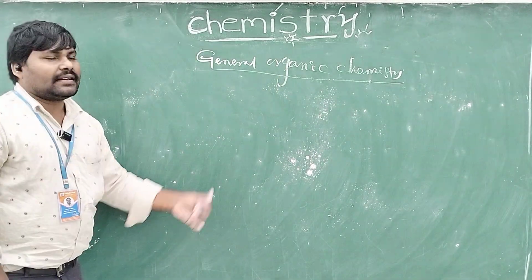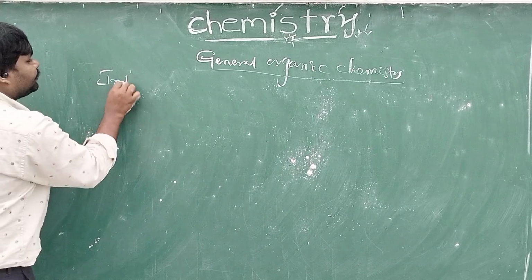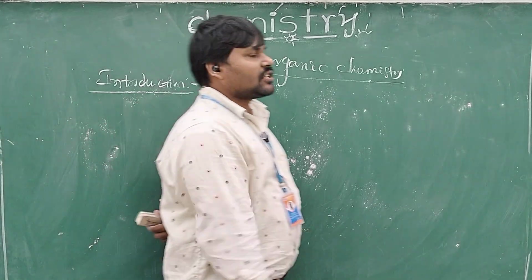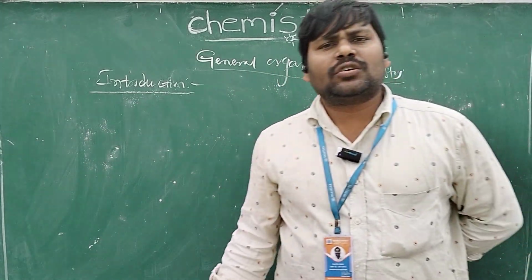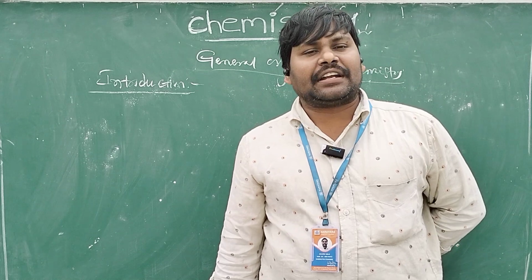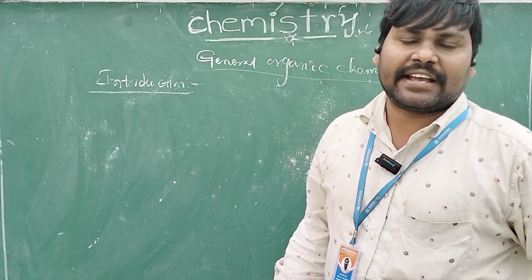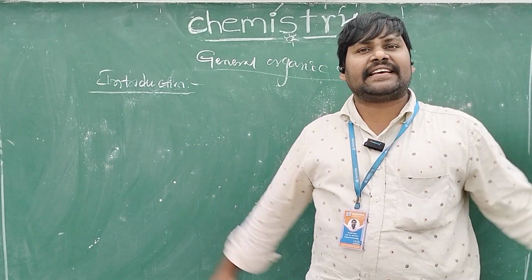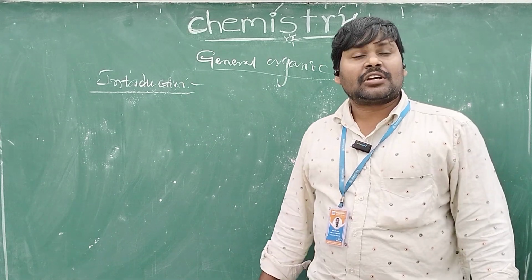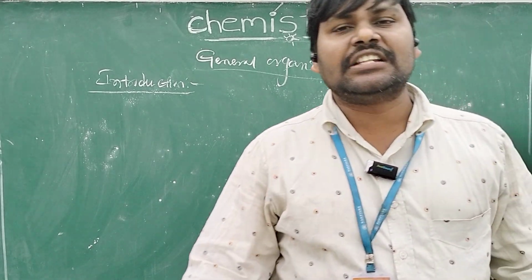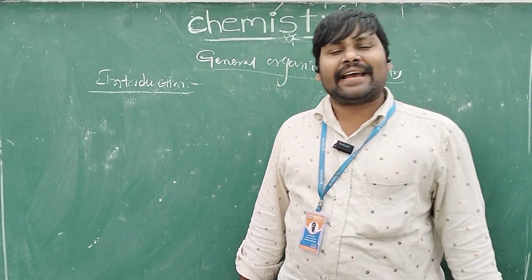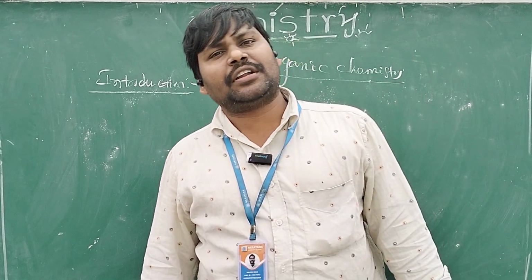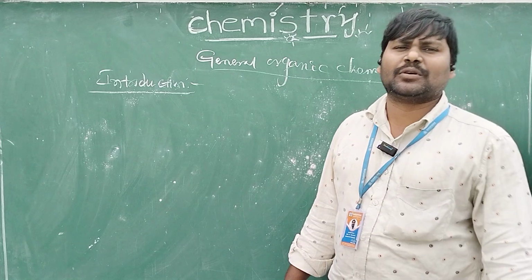Here, what is the introduction or fundamentals of organic chemistry? There are 118 elements present in the long form of the periodic table, but one element is essential. Based on that one element, the branch of chemistry is there, that is organic chemistry. Organic chemistry is a branch of chemistry which deals with the structures and composition of the compounds, how to prepare organic compounds, and the many uses of organic compounds.